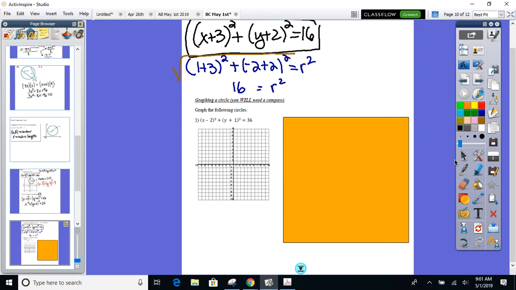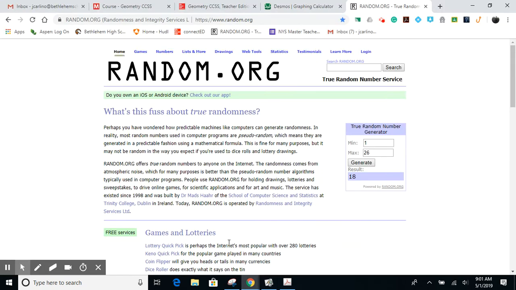I need the center and a radius length, which will help me find a point on the circle. So first, help me find the center. Be careful because you guys are going backwards. You're used to plugging it into the equation, but now you're going to take it out. So what were my h and k values if I have x minus 2 and y plus 1 up here? Dig deep.